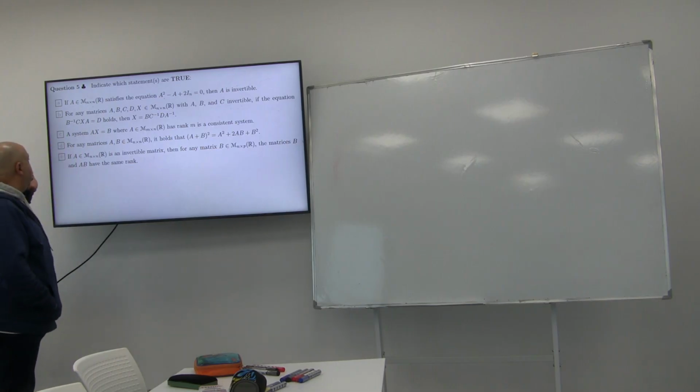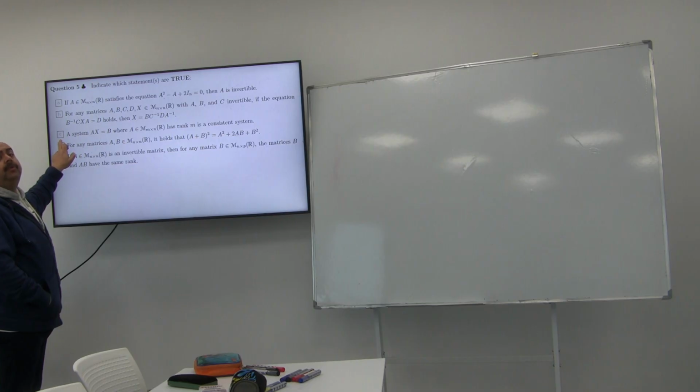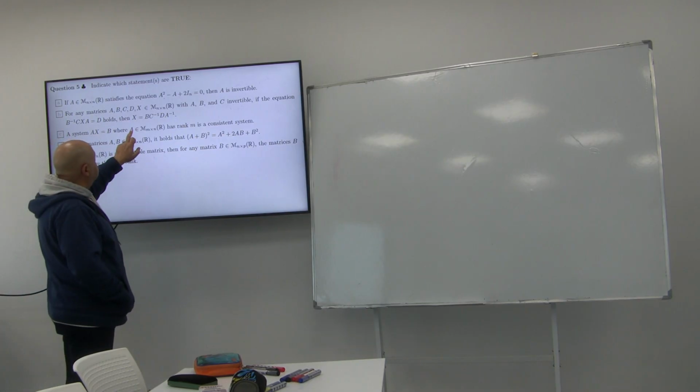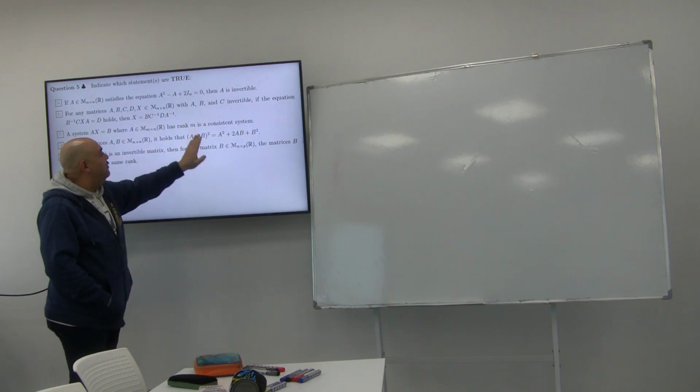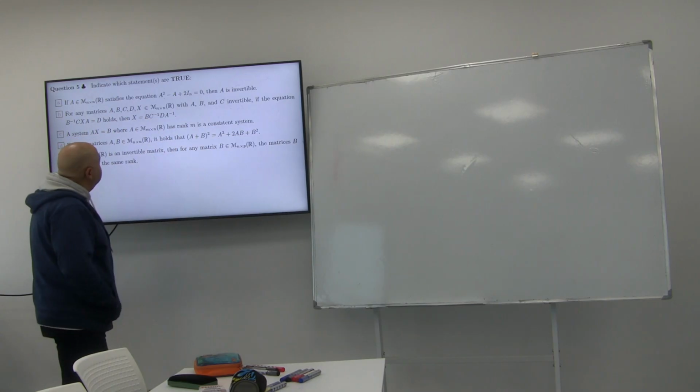Look at C: a system AX equals B, where A belongs to n by n and has rank n, is a consistent system. Okay, just wait. This is going to be an easy question. Just go through the dimension of your matrix. The coefficient matrix is n by n, the rank also equals n, which means the augmented matrix also has rank n. That's it, you will have a consistent system. So number C is correct.